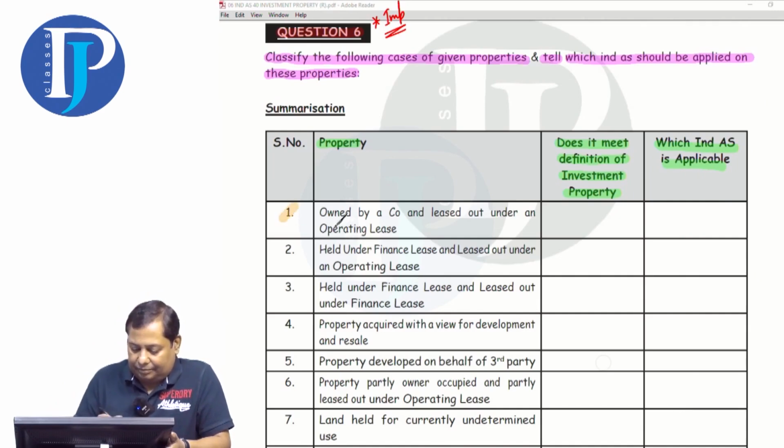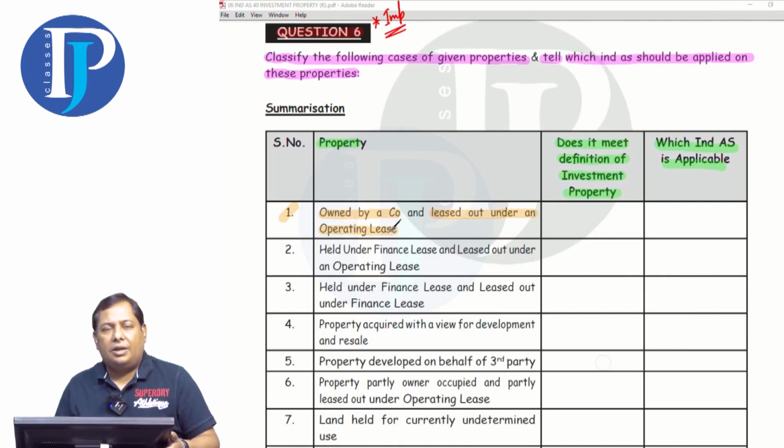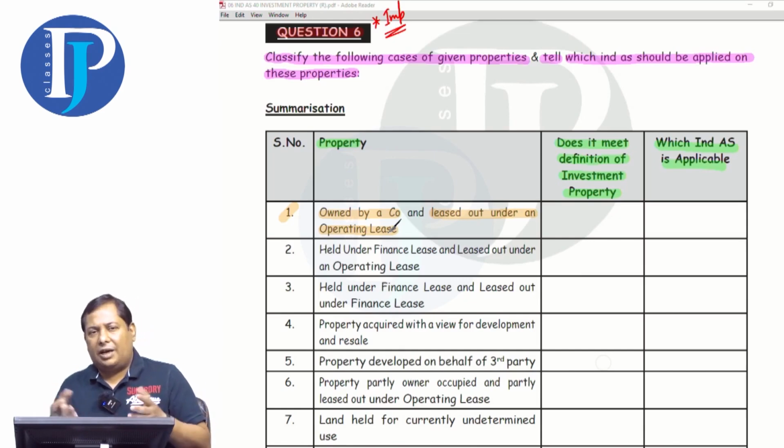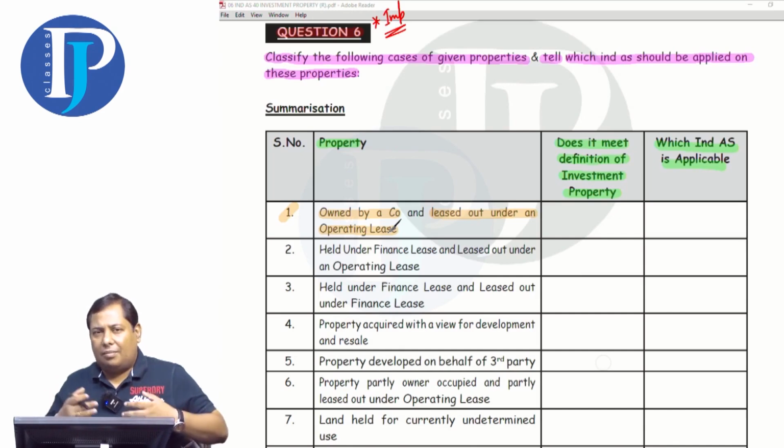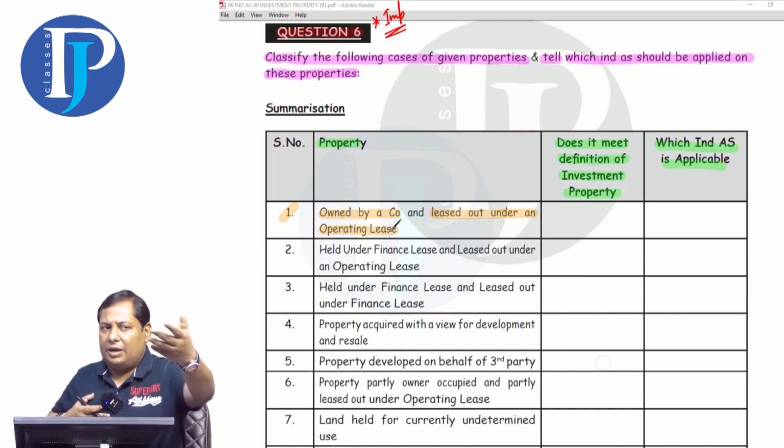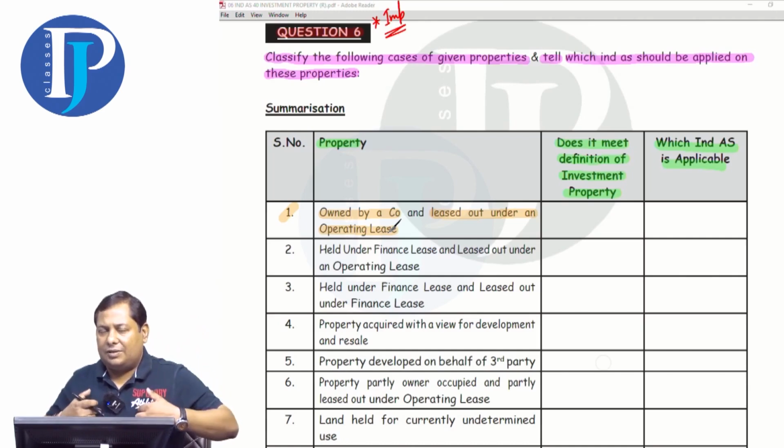The first point, owned by a company. Okay. Leased out under an operating lease. In an operating lease, can we transfer the ownership? No. In an operating lease, there is a rent agreement. An operating lease is our pure lease. I am the owner of a property. I have leased it to someone on an operating lease. So I am a lessor, and I am also the owner. Ownership will remain with me. Yes.